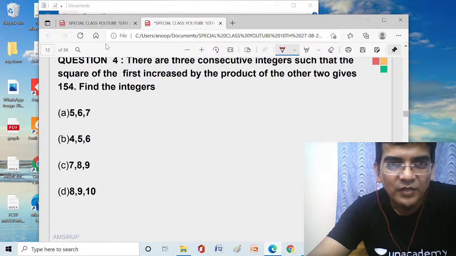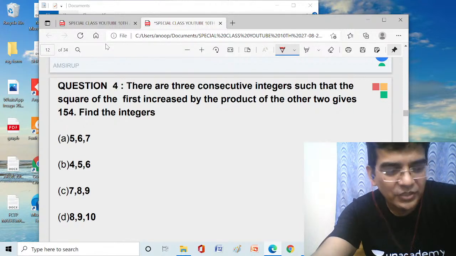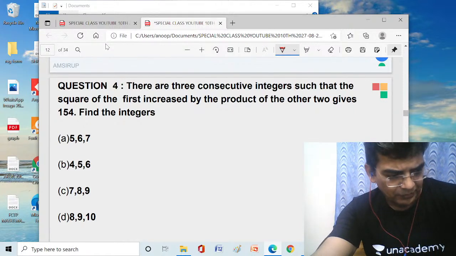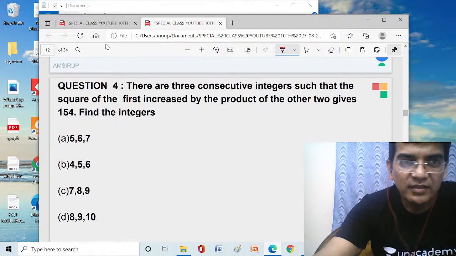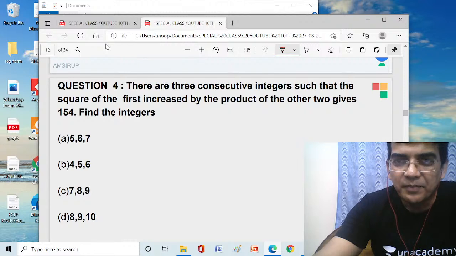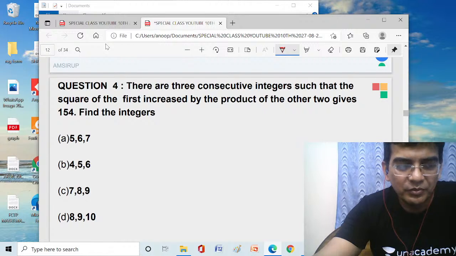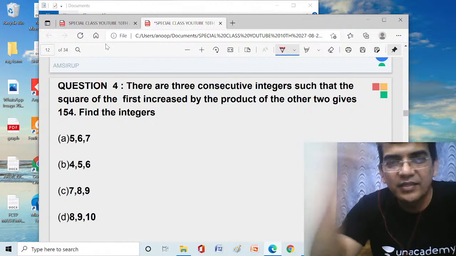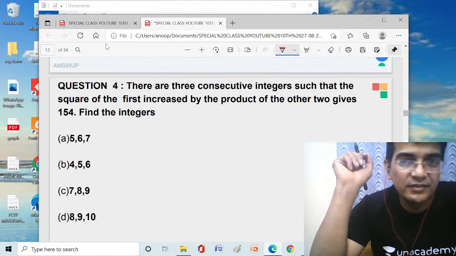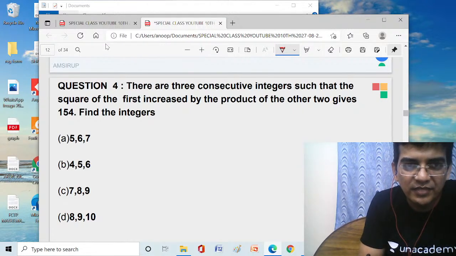Okay, now this is a question which is based on problems on quadratic equations. Here the question says, there are three consecutive integers such that the square of the first increased by the product of the other two gives 154, and they say find the integers. See here what they are saying. There are three consecutive integers. So what we will consider, let the three consecutive integers be.